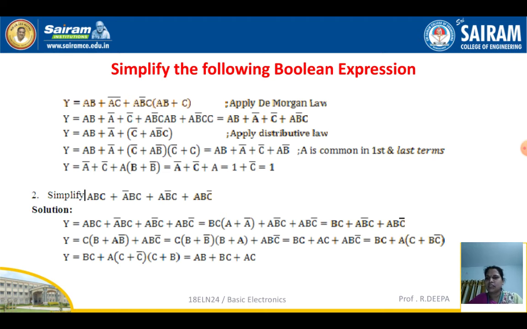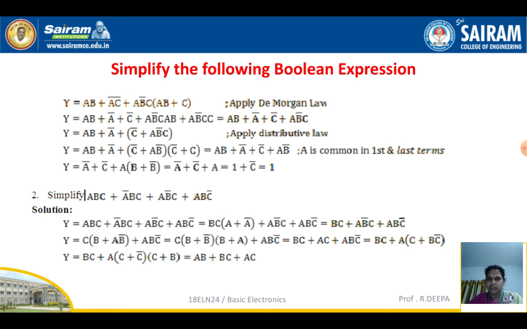You need to simplify abc plus a bar bc plus a b bar c plus abc bar. So the solution is y is equal to, take down the given expression and we'll see if any common values are there. We'll take it in brackets and try to simplify. In the first and second terms, bc is common, so it is bc into (a plus a bar) plus a b bar c plus abc bar. So a plus a bar is equal to 1. So finally the value is bc plus a b bar c plus abc bar.